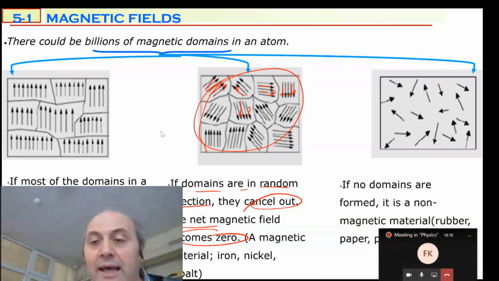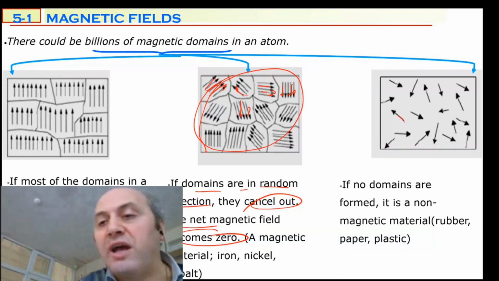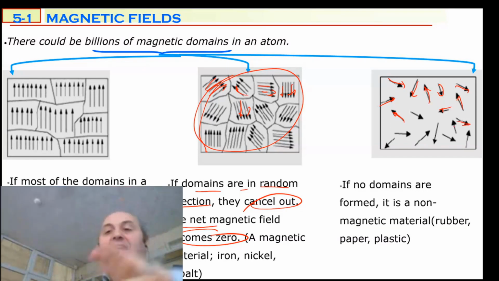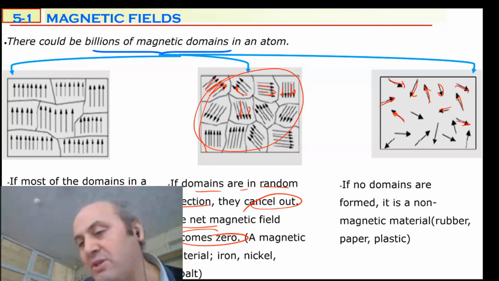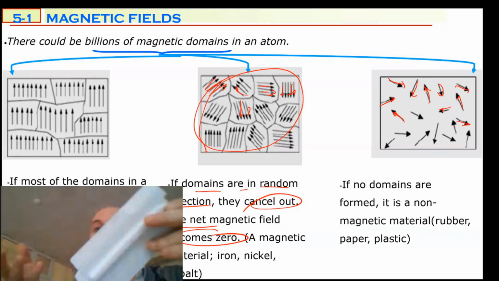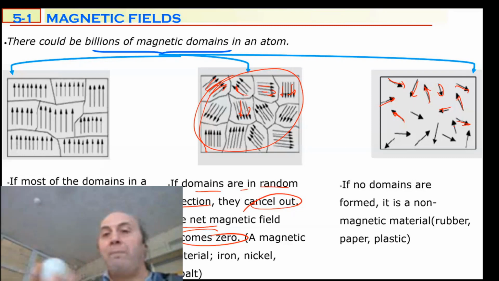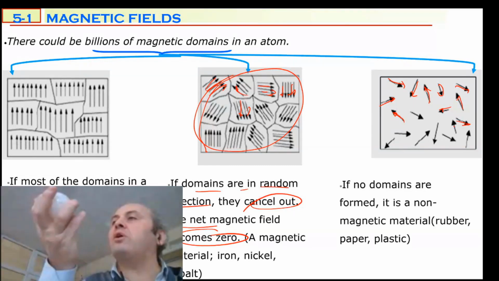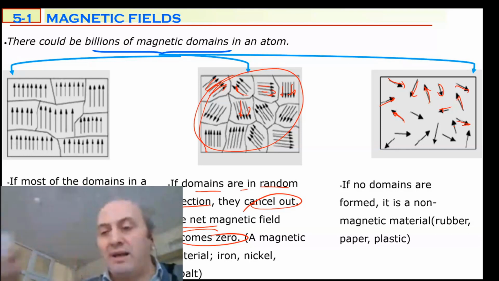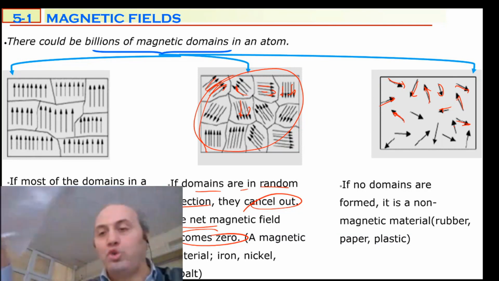The third group is non-magnetic materials. In here, there are no domains, as you see, just individual atoms. These individual atoms have magnetic fields in random directions and again cancel each other, but there are no domains. So this is non-magnetic material, like paper. Paper is a non-magnetic material. It never attracts something. It cannot even be magnetized. Or plastic, or rubber, or a bowling ball, or this billiard ball. All these are non-magnetic materials because they have no domains.